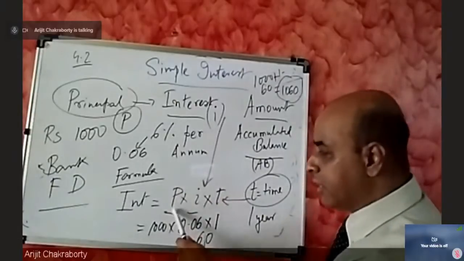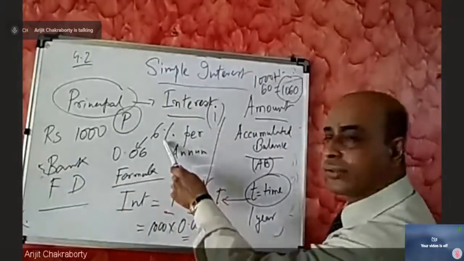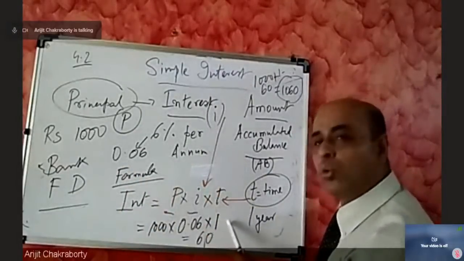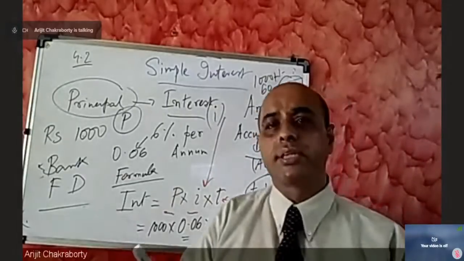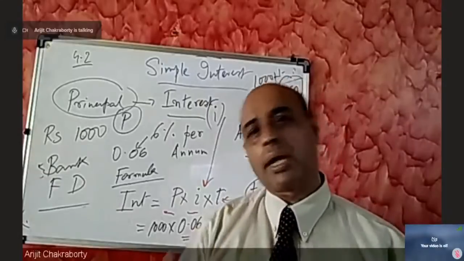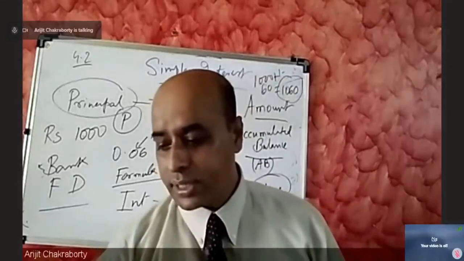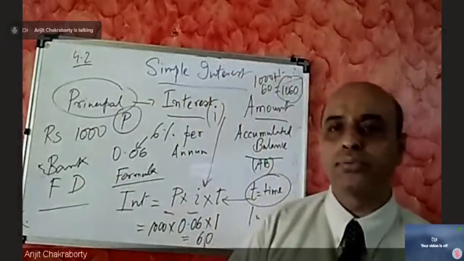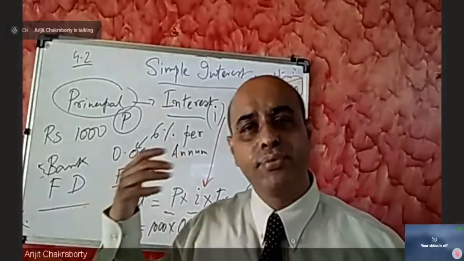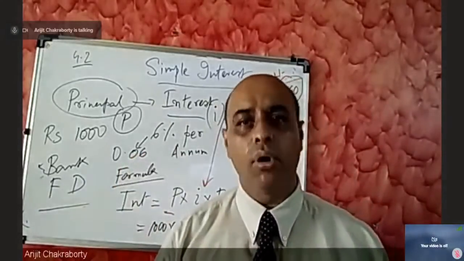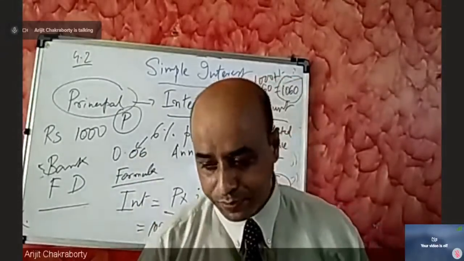Right? So P into I into T. So in this case, 1000 into the interest rate 0.06 into 1 year. So you get 60 rupees, and therefore the accumulated balance is 1000 plus 60, which is 1060. So please remember, this is the simplest form of equation, and some of these questions come every year in the foundation exam also. Even questions on simple interest come in the foundation exam.